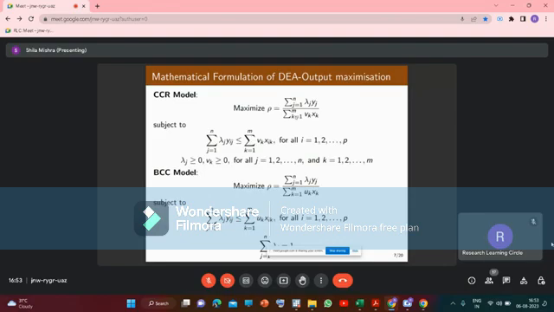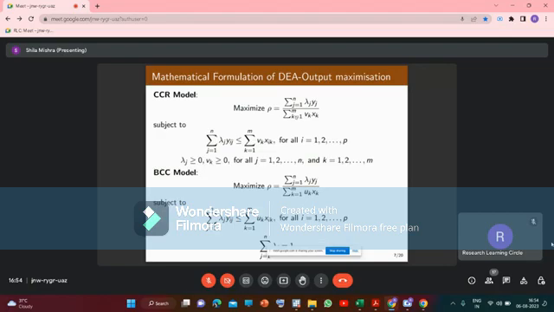So what we primarily do in DEA is that if we are talking about output maximization, then we would be maximizing the ratio of the weighted average of output with respect to the weighted average of input, subject to the same ratio of all the DMUs that are present in the analysis, which would be less than or equal to 1.